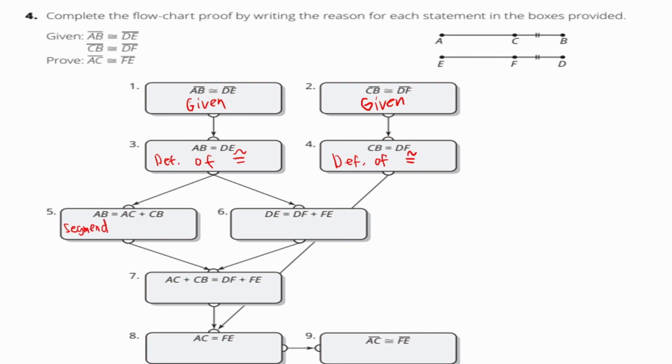Segment addition postulate. And that goes for both of these. Segment. That should be segment, not segment. Addition. Whoops.